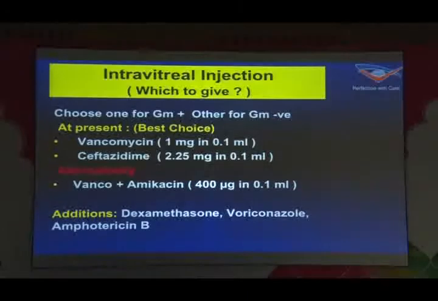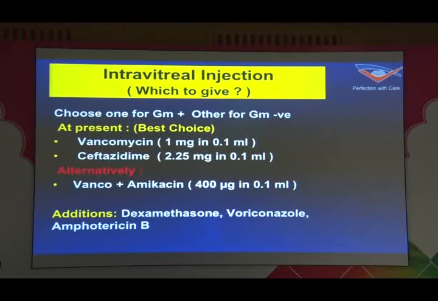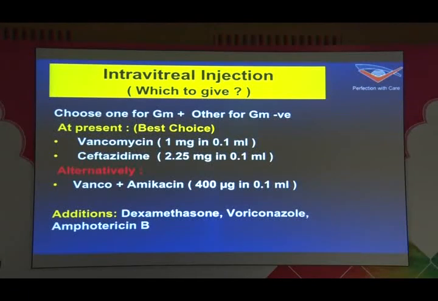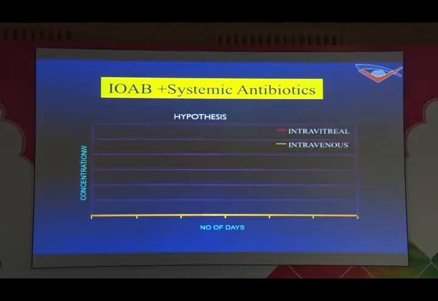You must choose one gram positive and one gram negative antibiotic. So ideally, we normally use Vanco and Cefta. We take a sample so that if we have to change the antibiotic, we change it subsequently. We may add dexamethasone, voriconazole, and amphotericin B.